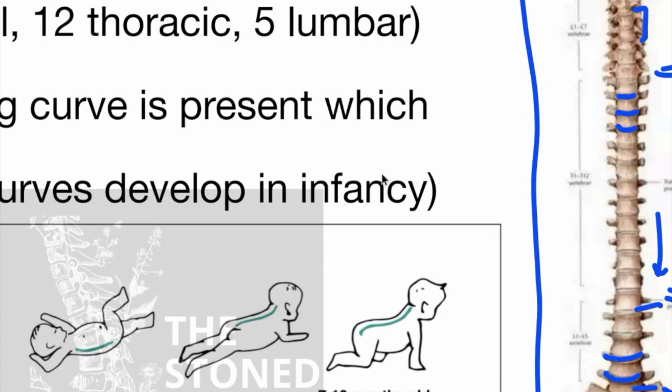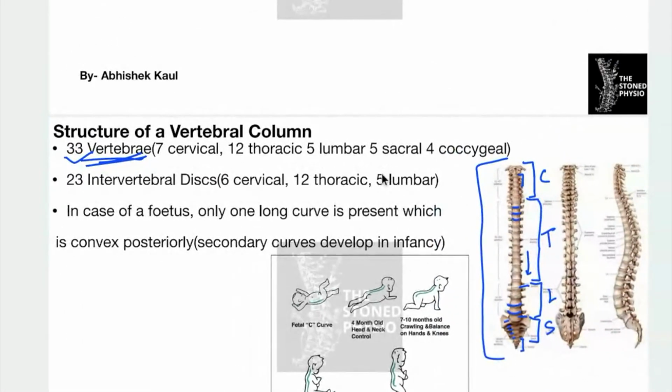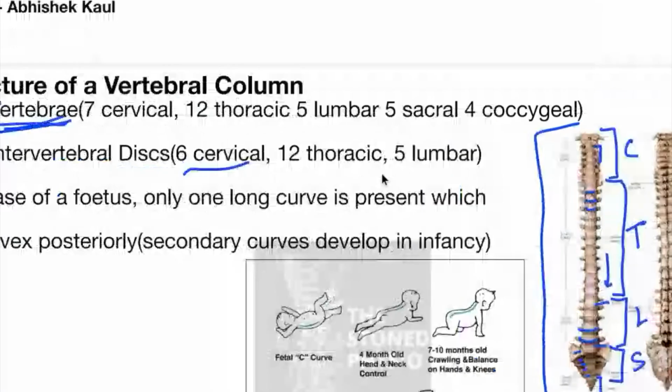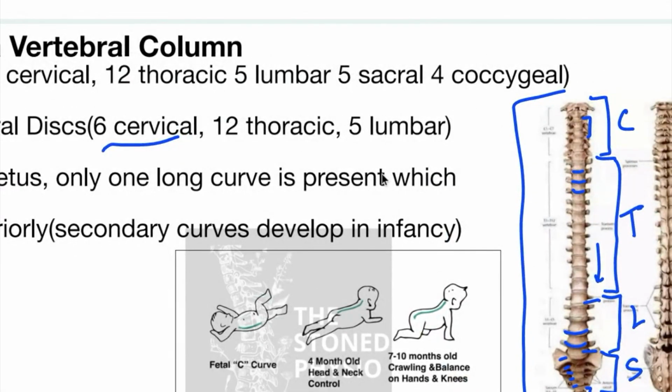If we talk about the number of discs that we have in the whole spine, they are exactly 10 less than the number of vertebrae. So we have 33 vertebrae and just 10 less of those, 23 intervertebral discs. In total, in the cervical spine, so this was the cervical spine, from here till here, among those we have 6 cervical intervertebral discs.